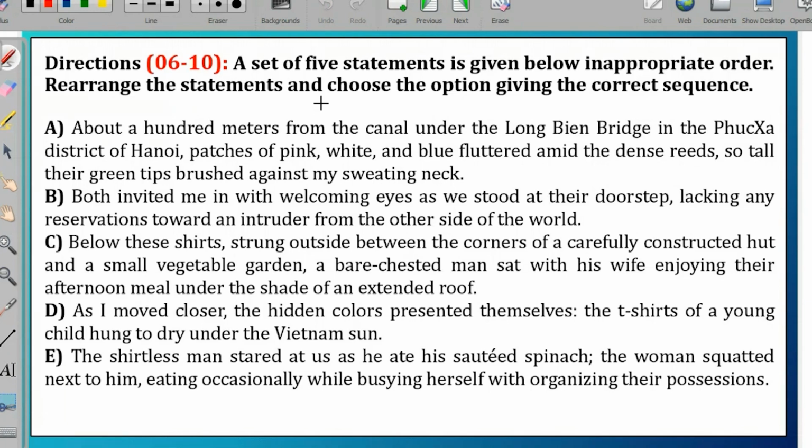Now this is a 5-statement parajumble. Now quickly solve this, then we'll discuss it. I'll give you 5 minutes for this, and then I will discuss with you. I'll tell you the answers.